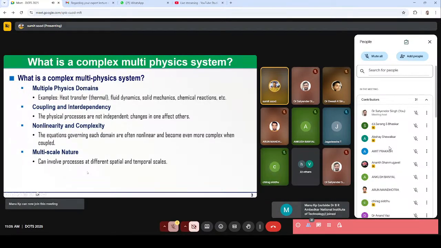So we start with the definition of a complex multiphysics system. Any system that works in a combination of different physical domains such as electrical, mechanical, thermal, fluidic, or thermofluidic, or in a combination of these, is called a multiphysics system or a complex system. Why complex? Because most of the time these models are highly non-linear, and there is a coupling between different processes which makes the modeling of these systems very difficult.